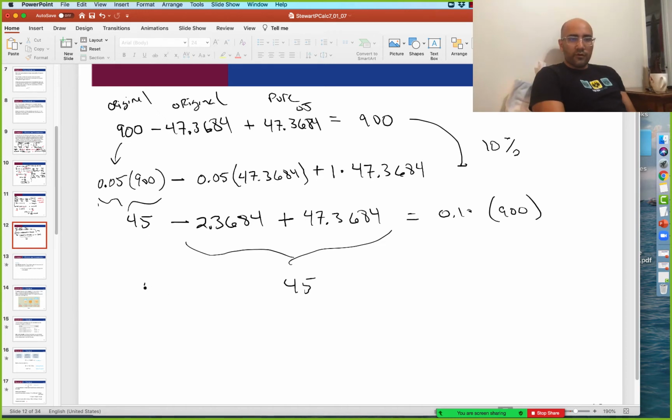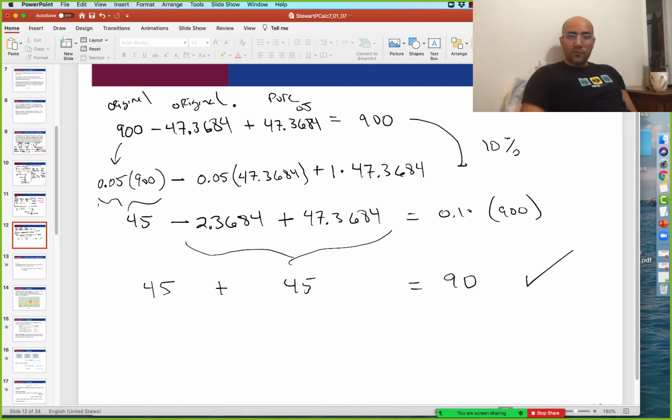The original was 45. And together, they add up to give me the 90 gallons. So it does make sense. This is how much you need to remove from the original 900 gallons. Remove 47.3684 gallons from the original mixture and replace it with 47.3684 gallons of pure orange juice, and you will end up with 900 gallons of a new mixture that's 10% orange juice.